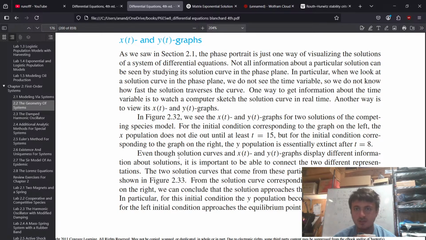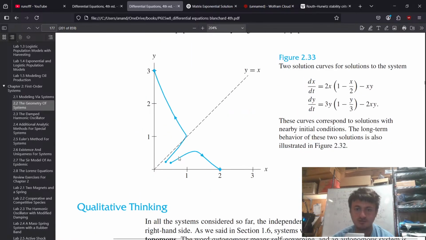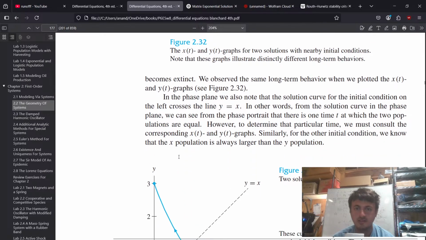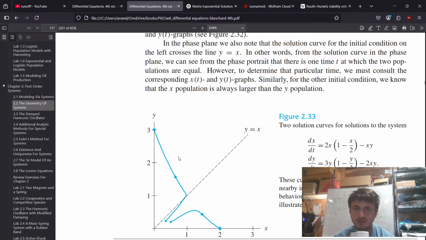The phase portrait is just one way of visualizing the solutions. All right, so you can plot it over time as two separate ones. This I didn't understand. In the phase plane, we also note that the solution curve for the initial condition crosses the line y equals x.